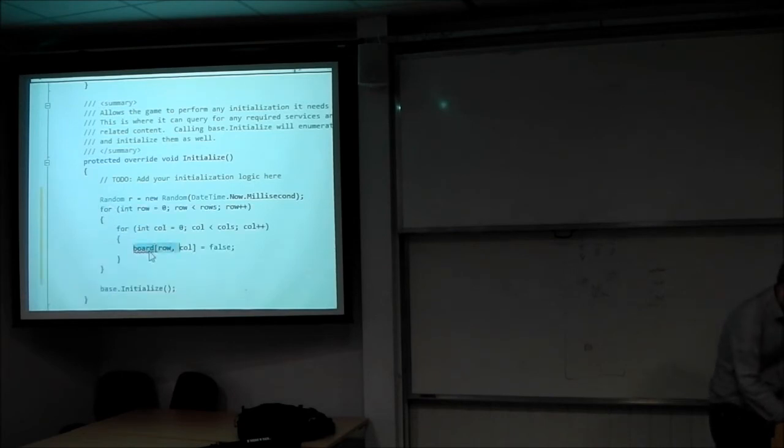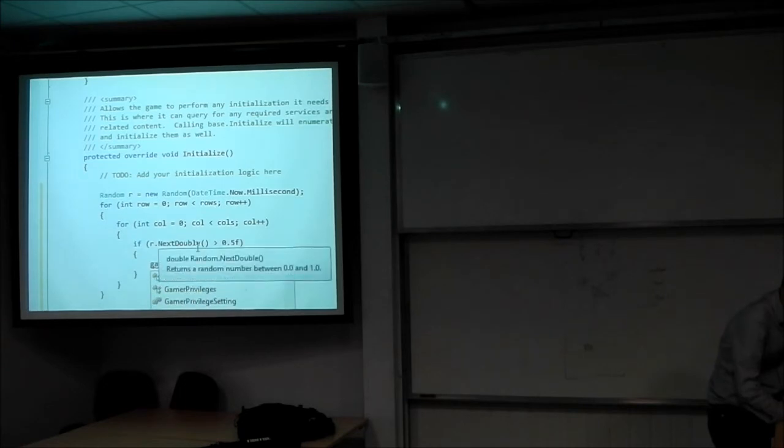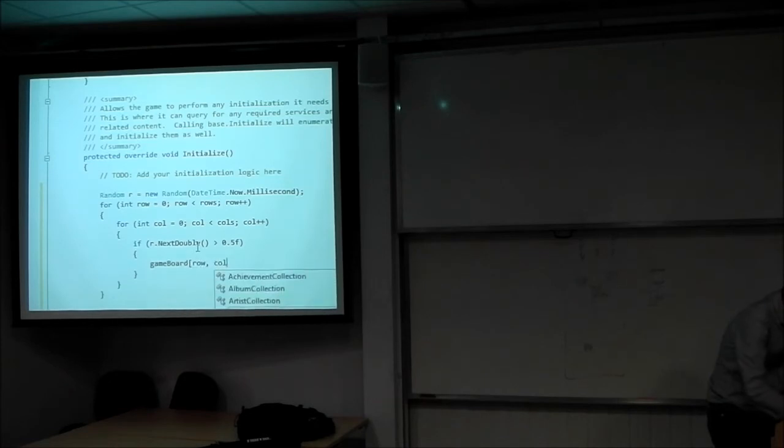Now what I need to do is get the next value, for dot next, next double, and say is greater than 0.5. I want to turn the cell on, so game board at position row, column is equal to true. Otherwise, let's turn it off. Let's turn the cell off.